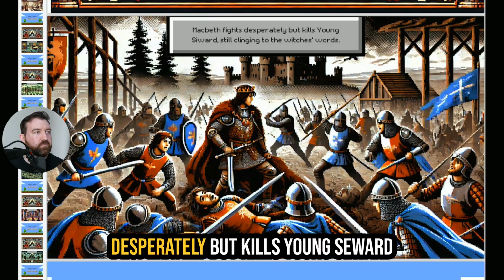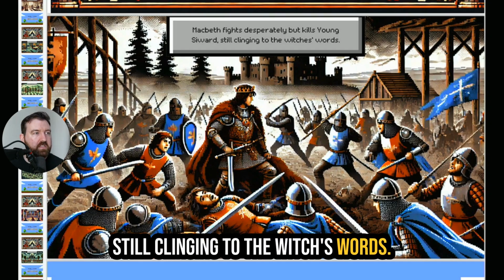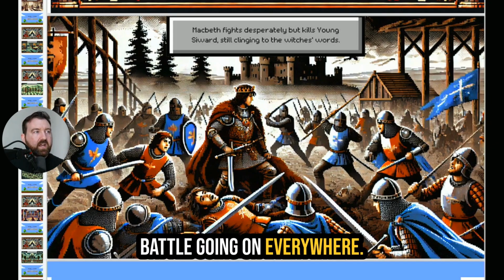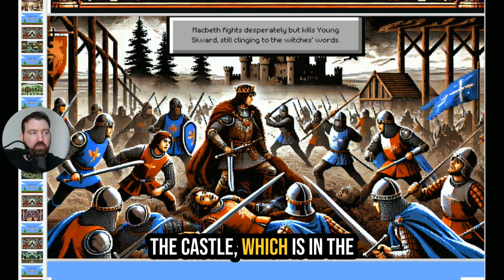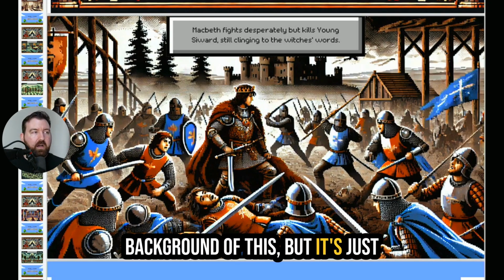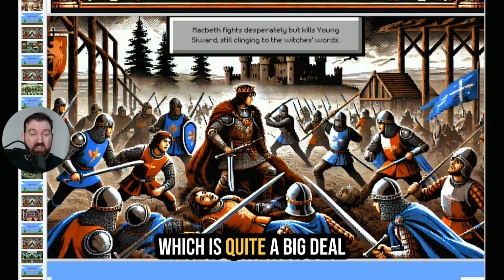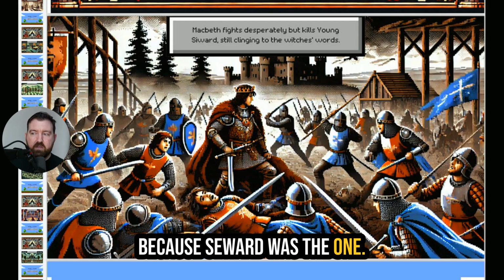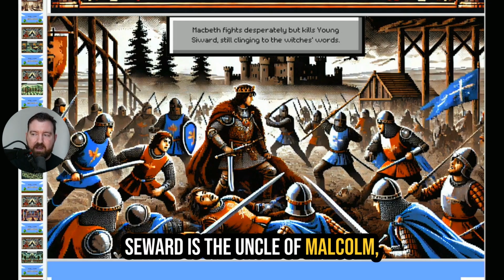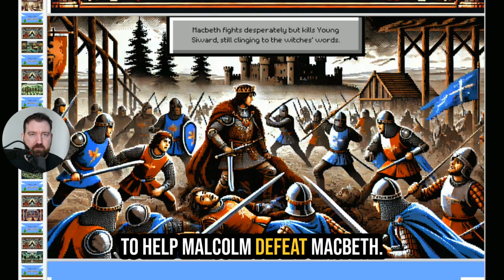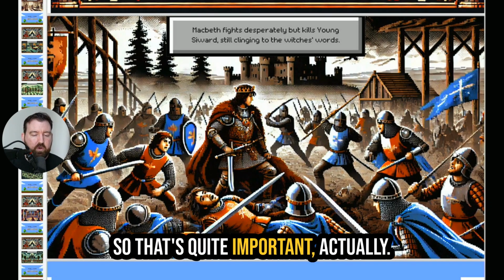Act 5, Scene 7, the penultimate scene. Macbeth fights desperately, but kills young Seward, still clinging to the witch's words. So this image, it's just the idea that there's a massive battle going on everywhere. Macbeth is actually inside the castle, which is in the background of this. But it's just this idea that the war is going on. Macbeth kills young Seward, which is quite a big deal, because Seward is the uncle of Malcolm, and Seward is the one that actually brought in the 10,000 English soldiers to help Malcolm defeat Macbeth. So that's quite important, actually.